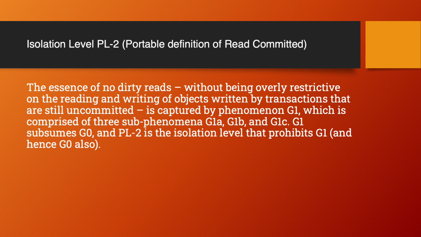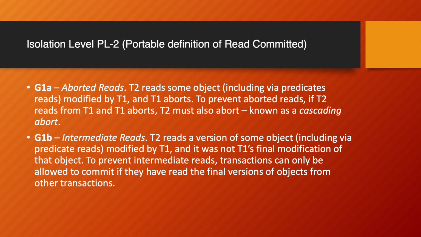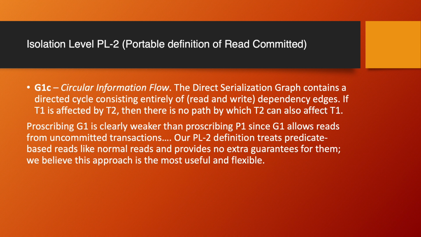The essence of no dirty reads, without being overly restrictive on the reading and writing of objects written by transactions that are still uncommitted, is captured by the phenomena G1, which is comprised of three subphenomena G1A, G1B, G1C. G1 subsumes G0, and PL2 is the isolation level that prohibits G1 and hence G0 also. G1A is aborted reads. G1B is intermediate reads. G1C is circular information flow. Proscribing G1 is clearly weaker than proscribing P1 since G1 allows reads from uncommitted transactions.